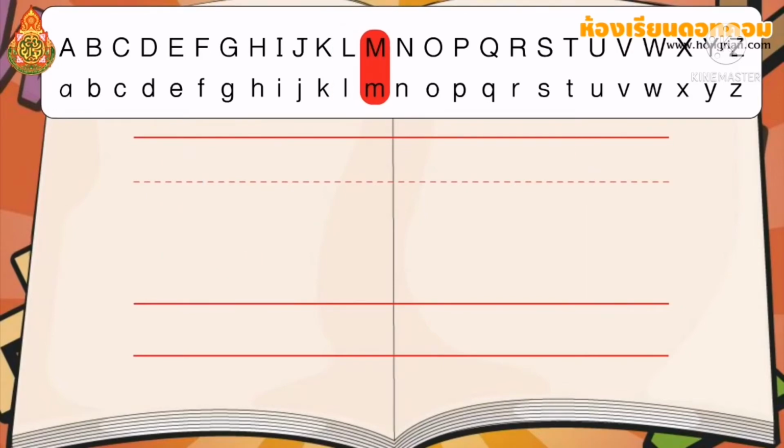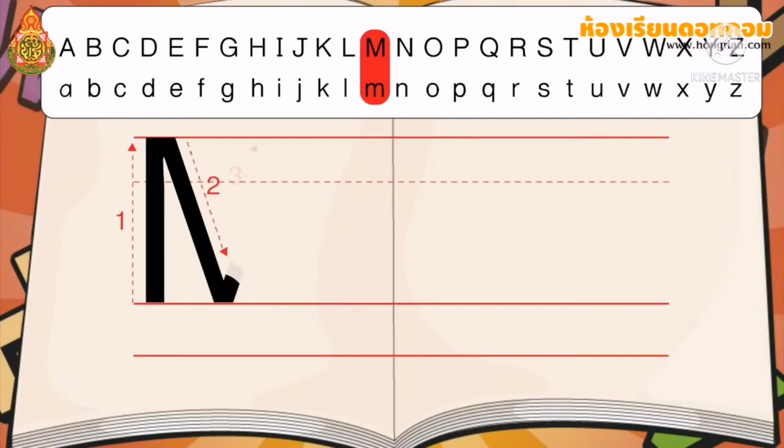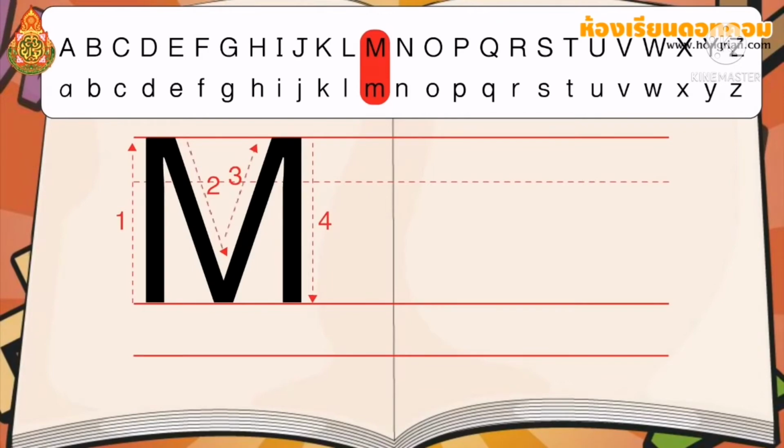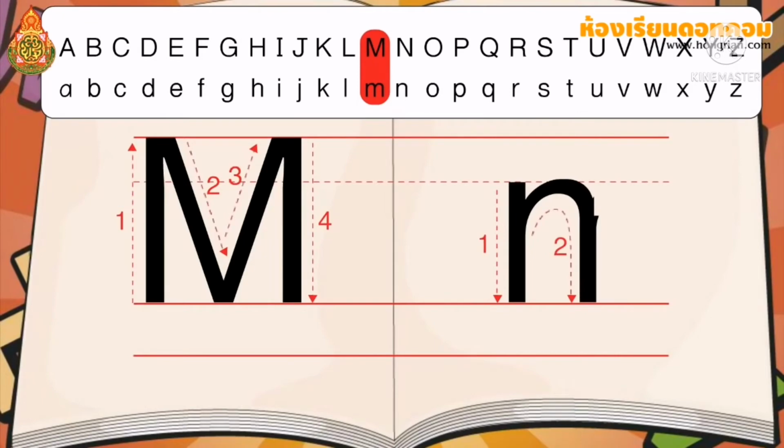Next, capital letter M. Start with 1, 2, 3, and 4. And small letter M. Start with 1, 2, and 3.